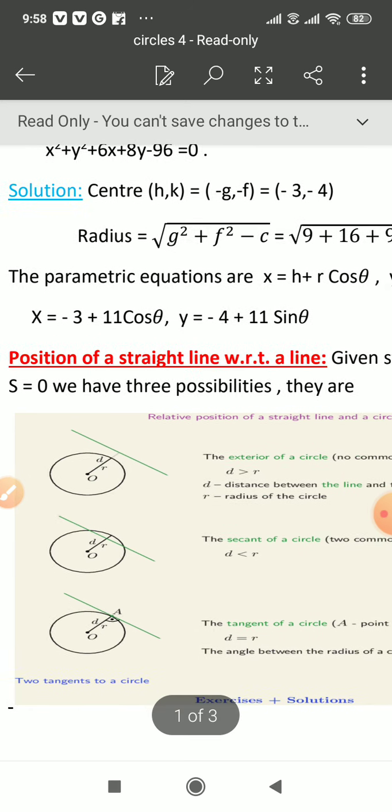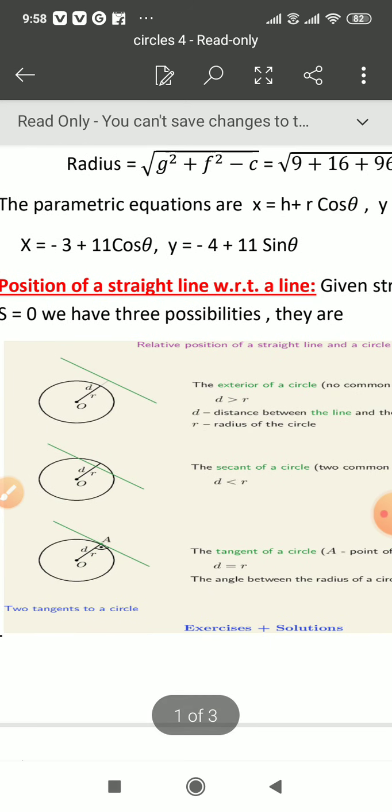Okay. Next, the second condition. Observe this condition. The distance from the center to the line is clearly less than the radius. Then we say that the line is a secant line, a secant of the circle. How many common points between the line and circle? Yes, two common points between the line and circle.